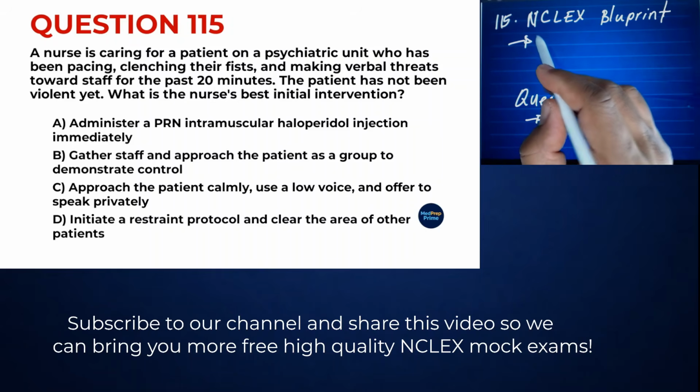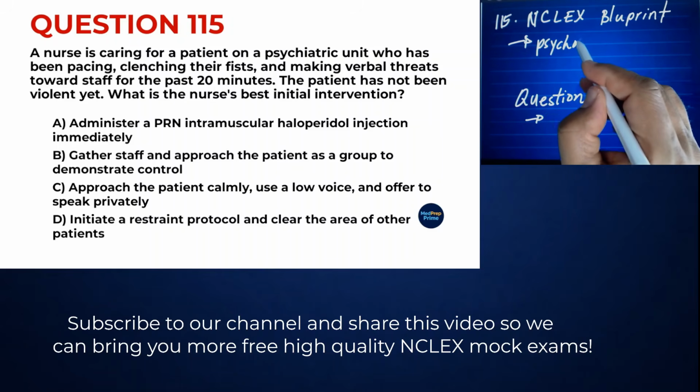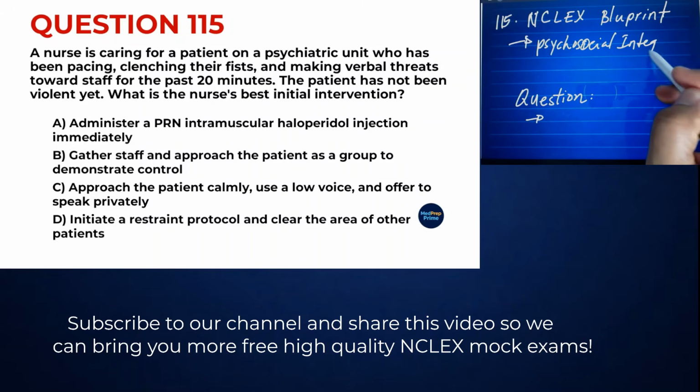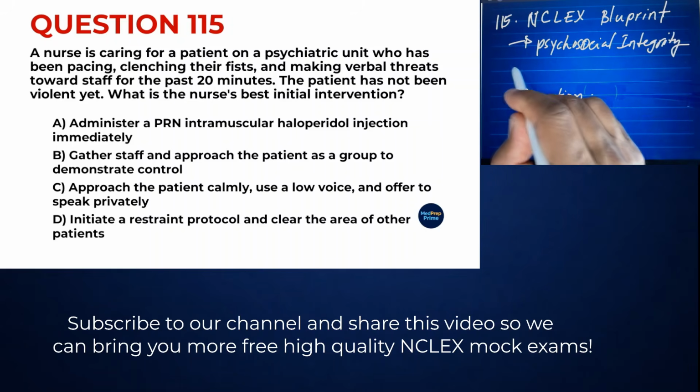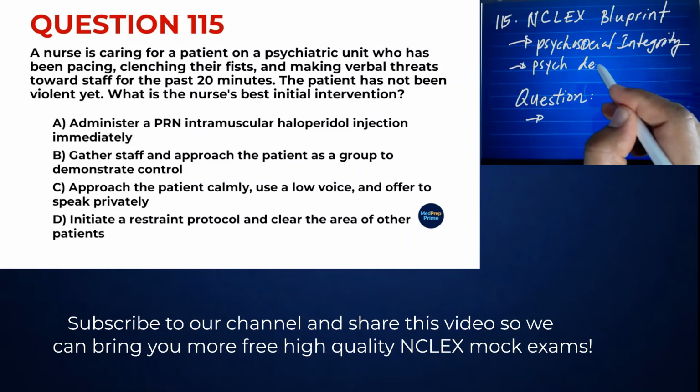Option A, administer a PRN intramuscular haloperidol injection immediately. Option B, gather staff and approach the patient as a group to demonstrate control. Option C, approach the patient calmly, use a low voice, and offer to speak privately. Option D, initiate a restraint protocol and clear the area of other patients.